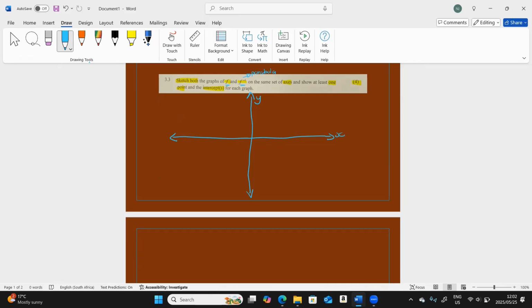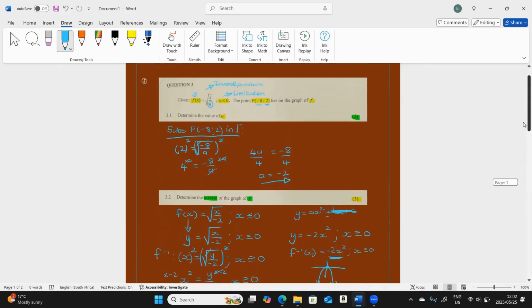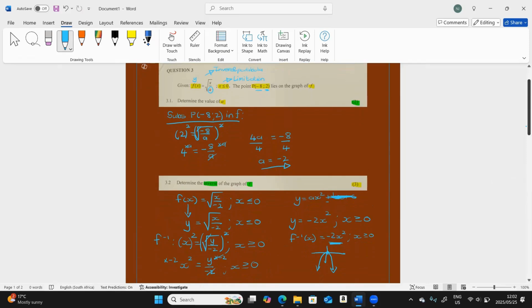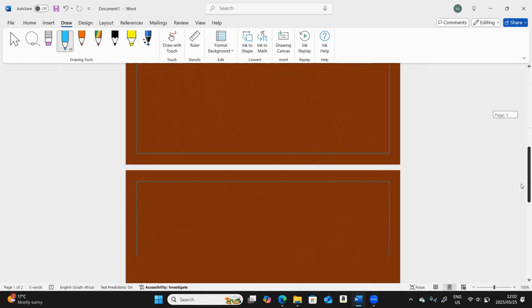To be able to draw this properly, guys, we know that both functions will go through the origin, 0, 0. Okay, so we know that is a point on both our functions. Let's have a look at the other point that was given to us for function f. For function f, we have the point P, negative 8 and 2. So let's quickly go and draw.